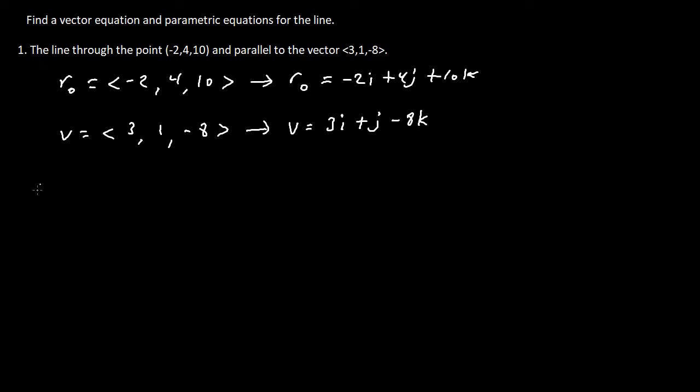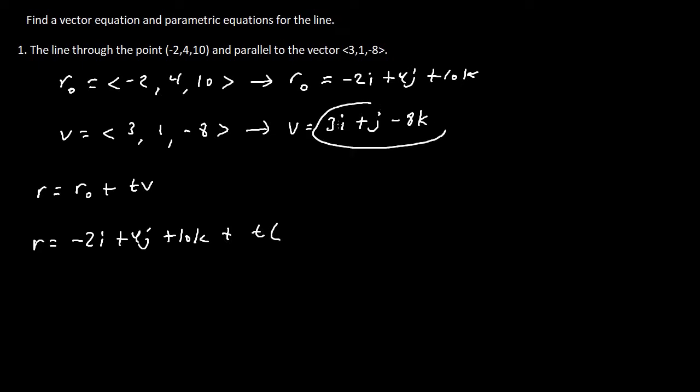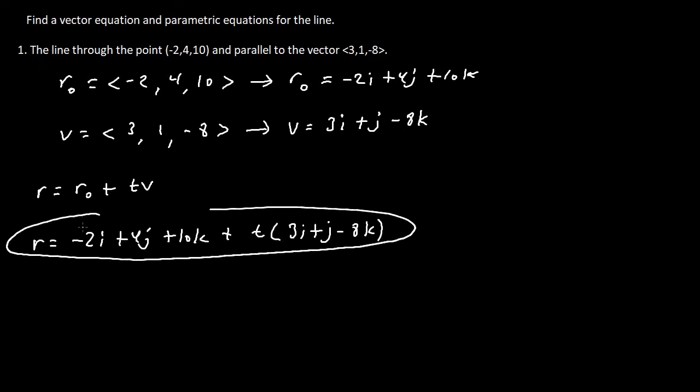So remember, the vector equation r is going to equal r sub naught plus t times v. In this case, if we plug in all the variables, r is going to equal r sub naught, which is -2i plus 4j plus 10k, plus the variable t times vector v, which in unit vector form is 3i plus j minus 8k. Now we can simplify if we want to, but this is also an acceptable answer for the vector equation.